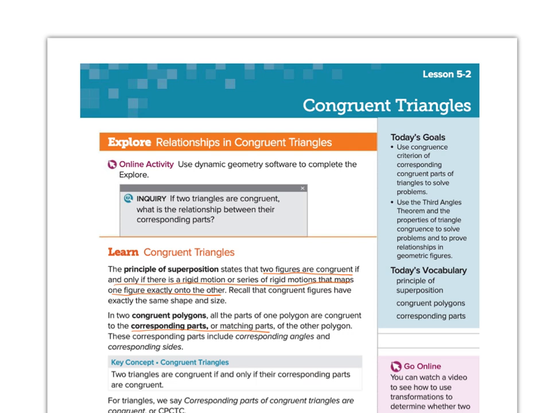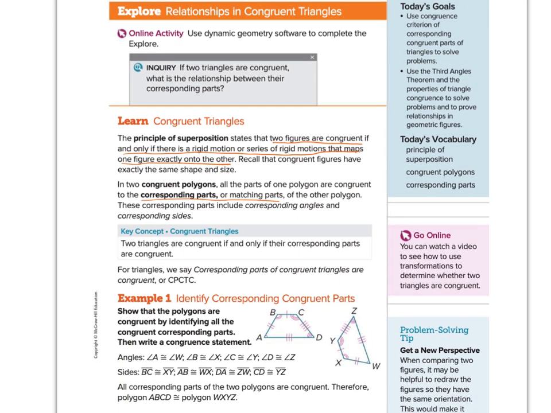Just remember that 2 figures are congruent if and only if there is a rigid motion or series of motions that maps one figure onto the other. That's just a fancy way of saying that they're identical. And then if you have 2 congruent items, then you also have corresponding parts, and those corresponding parts are just the matching parts, and we'll go over some examples here. 2 triangles are congruent if and only if their corresponding parts are congruent.